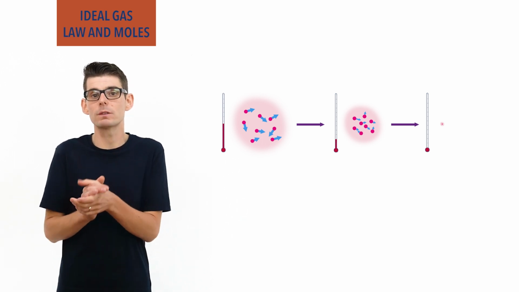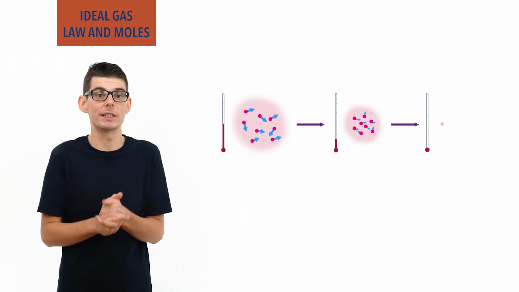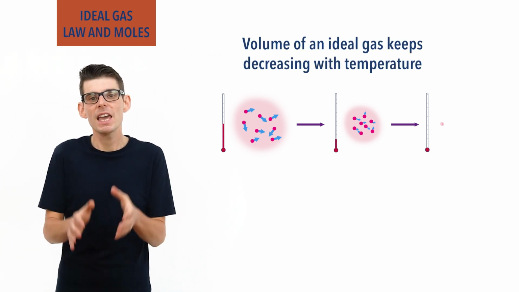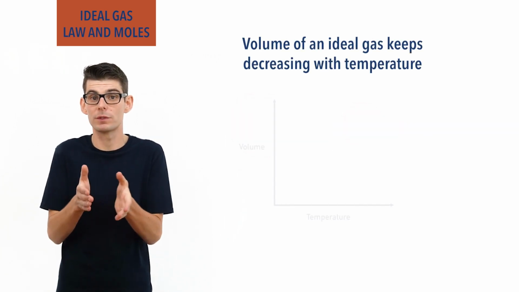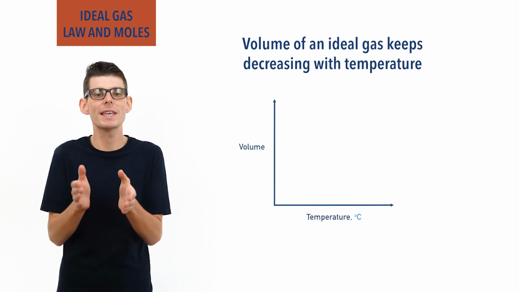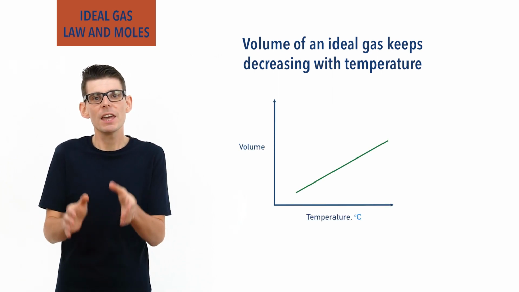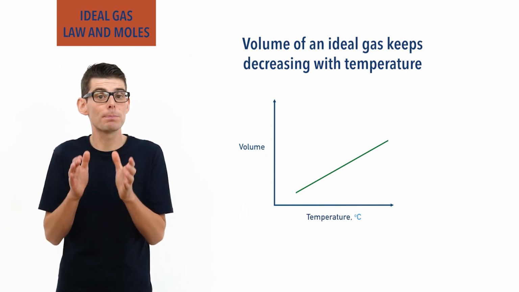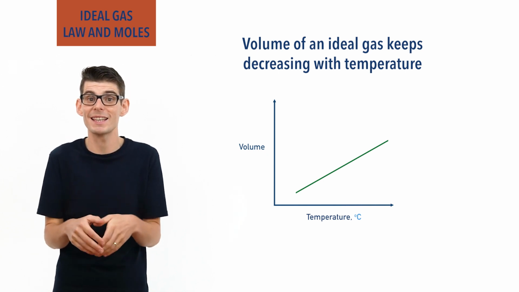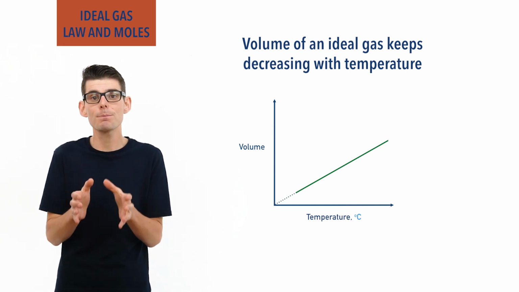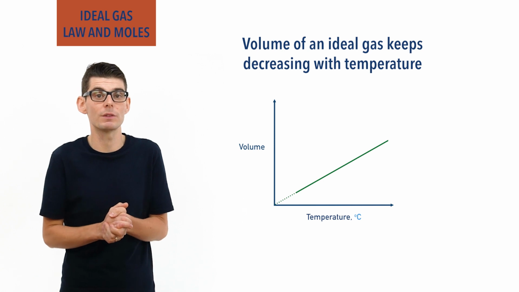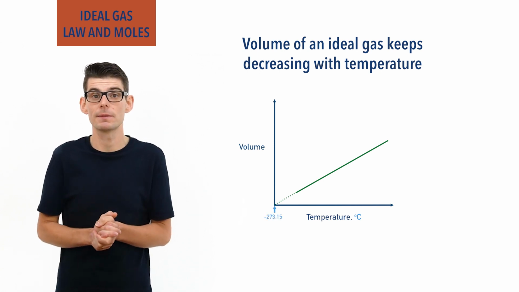We can see this when we decrease the temperature of an ideal gas, as its volume also decreases. If we plot this on a graph with temperature as degrees Celsius, we get a straight line. If we were to follow this straight line and extrapolate it back to the point at which the volume of the gas is 0, the temperature at that point is very close to minus 273 degrees Celsius.